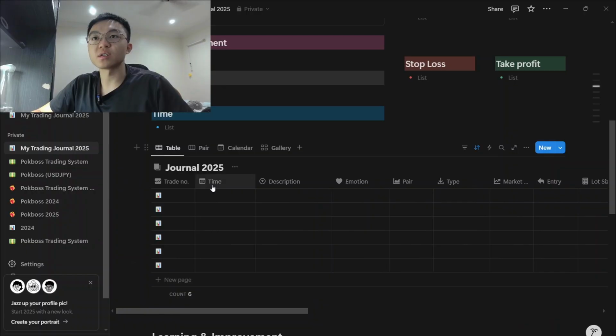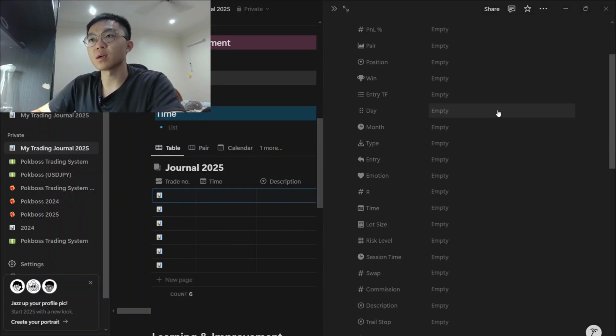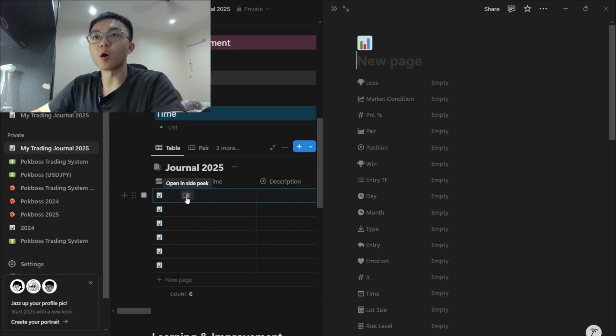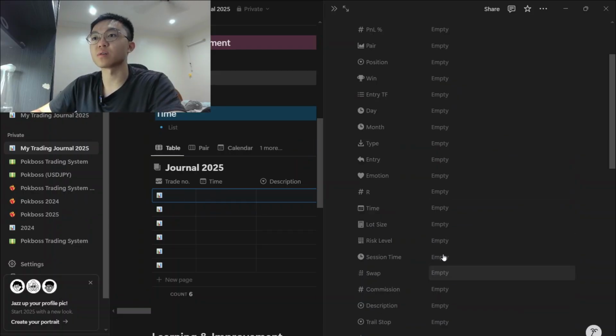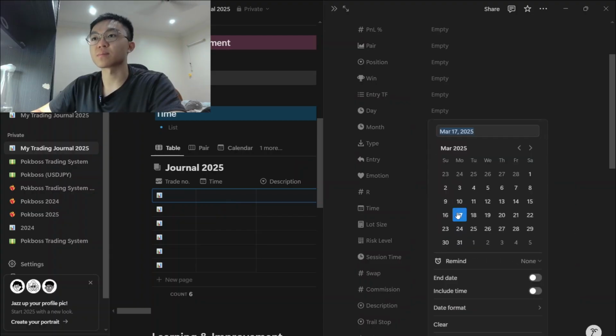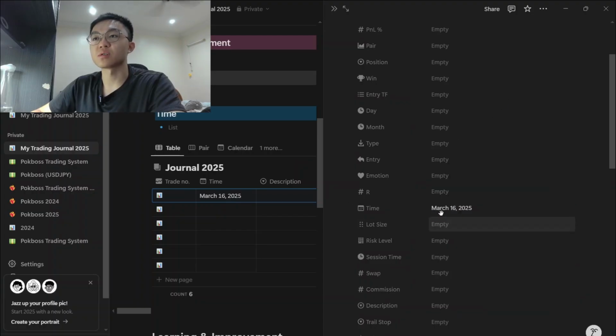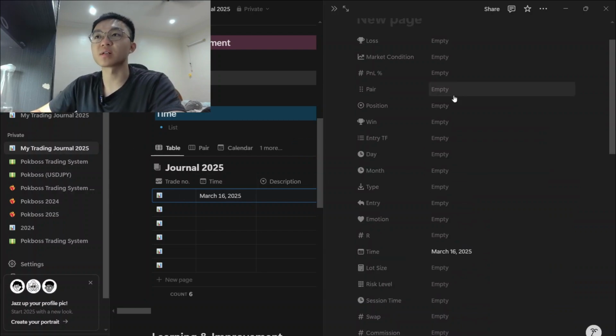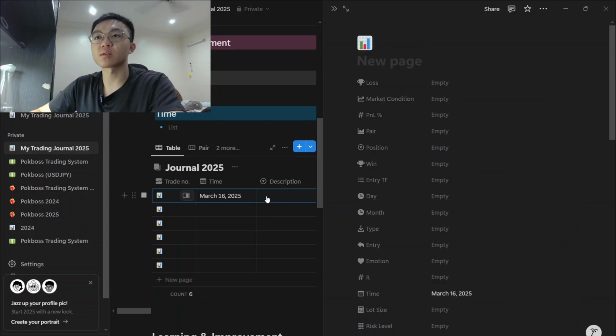Now next thing here is you can open each respective trade over here. Okay, just by clicking this open inside pit, you can have this side view over here. All right, so it's the same thing over here. Basically what you type here will be reflected over here. So let's say if I enter a trade on the 16th of March, I put it over here, my time 16th of March, so it will be reflected here. It's the same thing over here basically. So if you have filled in the data over here, it will be reflected over here.